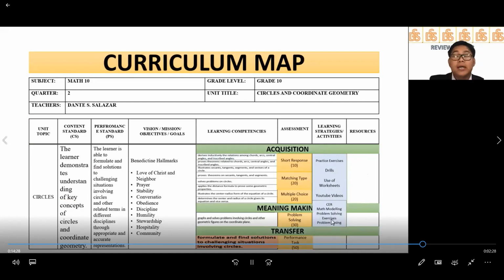For meaning making, ayan. So maybe some of you are exposed to CER, claim, evidence, and reasoning, mathematical modeling, problem solving exercises, and problem posing. These are the necessary activities so that students will be able to be successful in a problem solving test. And for transfer, of course, some of you are very familiar with scaffold activities, while others are doing mini tasks. These are the preliminary activities for the students to do the performance task properly, successfully.